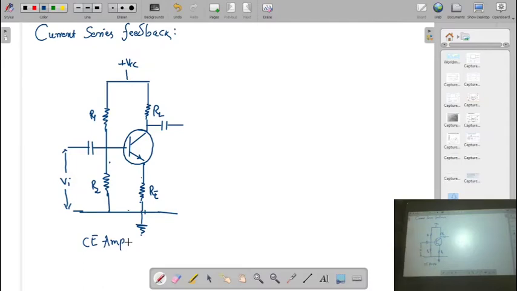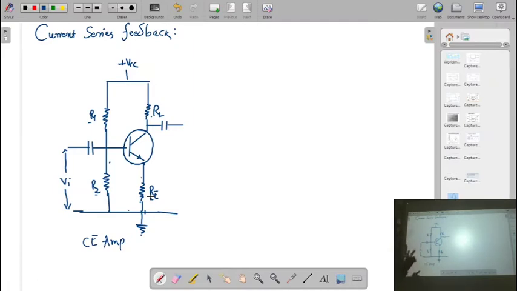In this common emitter amplifier, as you already know, the resistances R1 and R2 provide biasing. Then the resistance RL is my load resistance, and then there is the resistance RE. Basically, RE is used for bias stabilization, but in this circuit it is working as a feedback network. RE is my feedback network. How is it a feedback network? It is an example of a current series feedback.